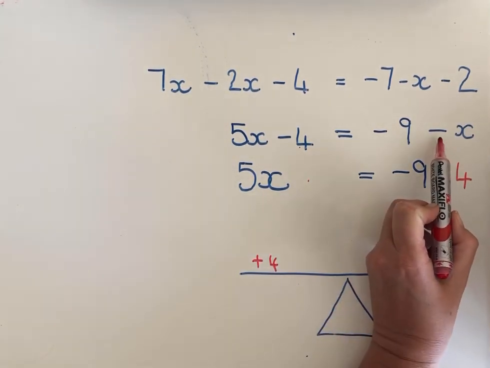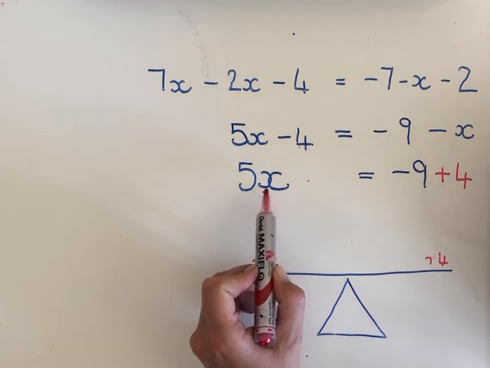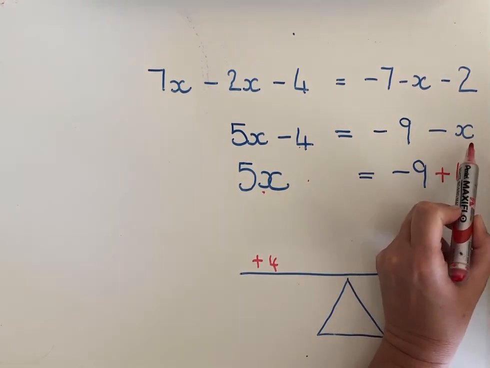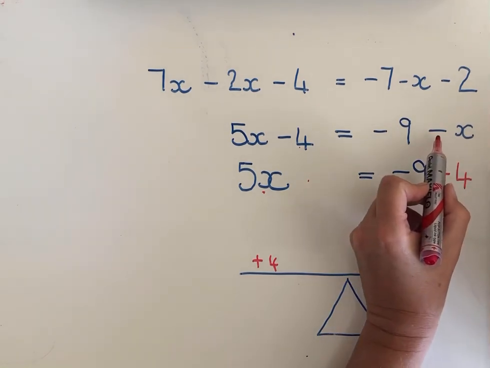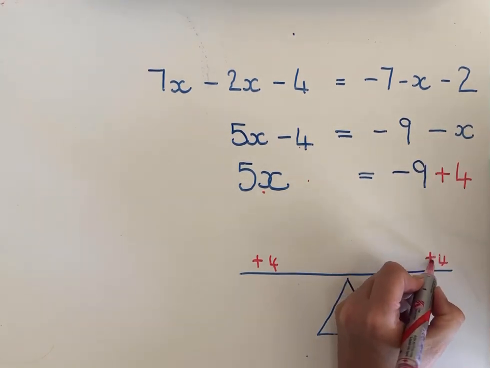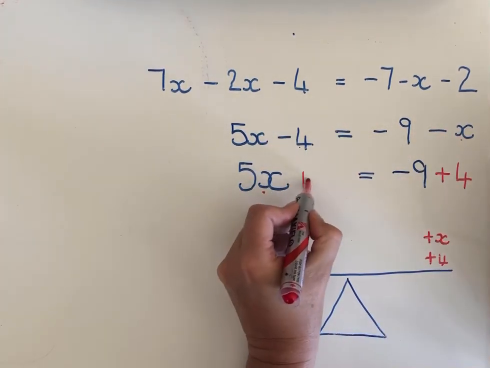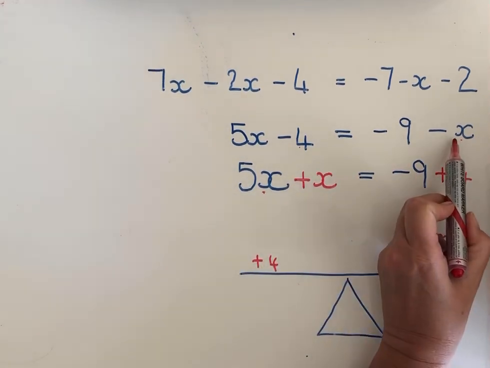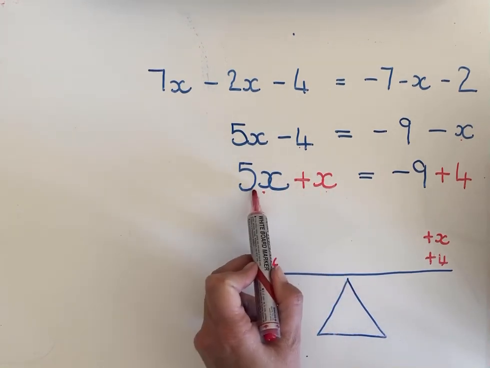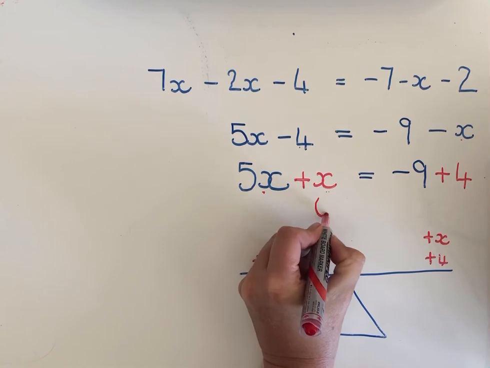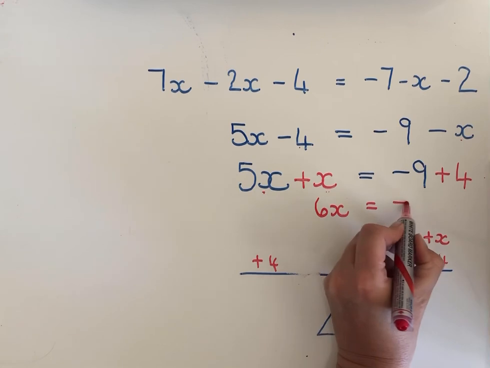Right, now I don't want minus x on this side because I'm collecting all my x's over here. So how do I get rid of minus x? I am going to add x, but I'm just going to do that in my head. I'll show you what I'm doing in my head. I'm adding x to this side. That means I must add x to this side. When I add x to this side, it becomes 0. When I add x to this side, 5x plus x is equal to 6x. And then minus 9 plus 4 is equal to minus 5.